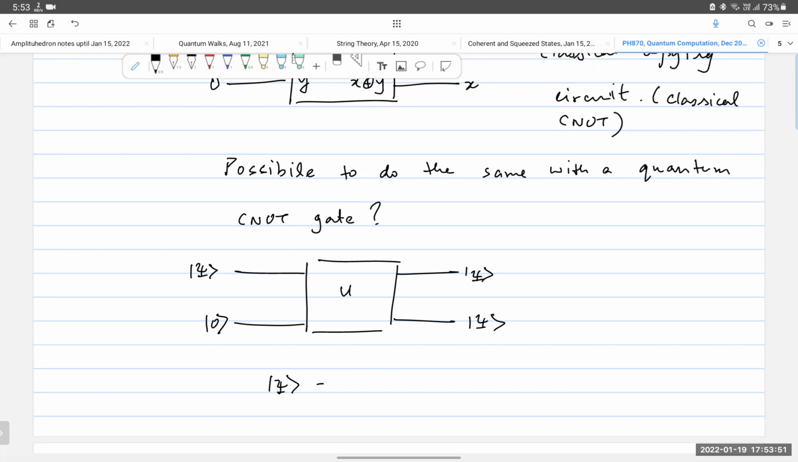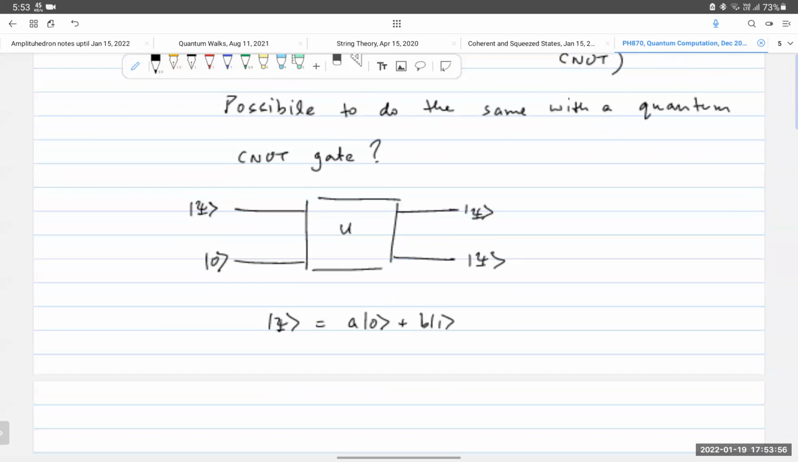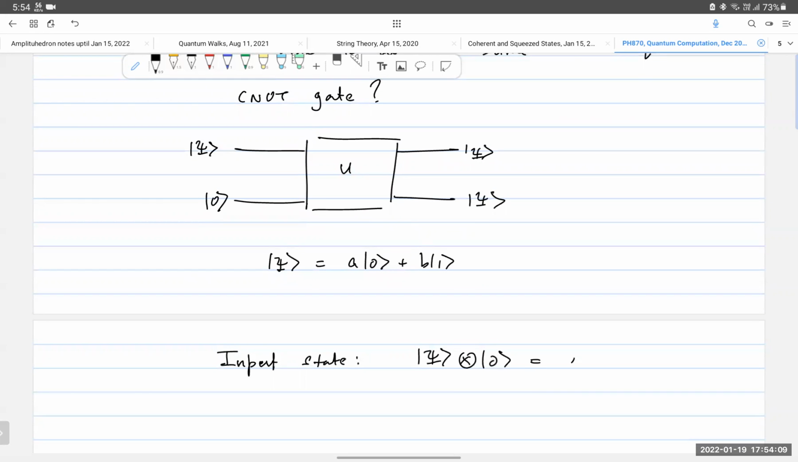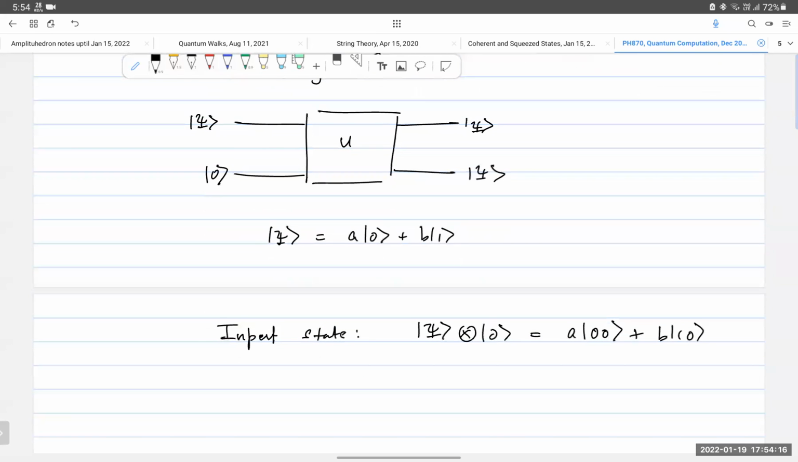It's some superposition of 0 and 1, right? Now we are working with a quantum state, right? So our input state is psi tensor 0, right? So we can write that as A|00> plus B|10>. And our output state is psi tensor psi.